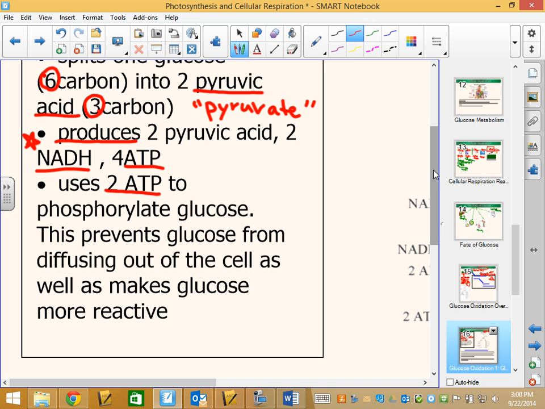Does anyone have any questions about what happens in glycolysis on a general level or what the products of it are? So then what I'll show you next is a little flow chart that illustrates which molecules are reacting and what is actually happening to get these products produced during glycolysis.